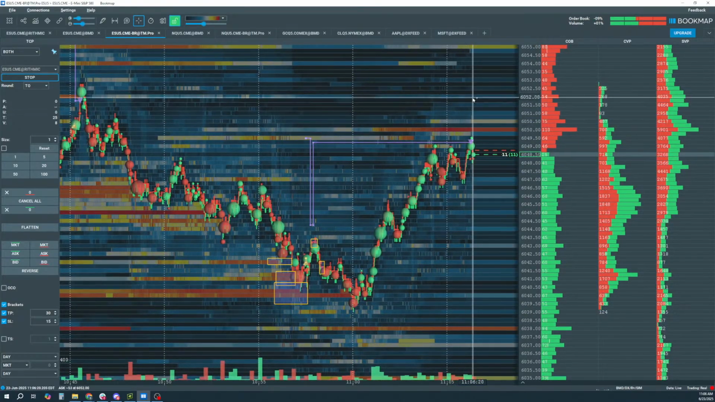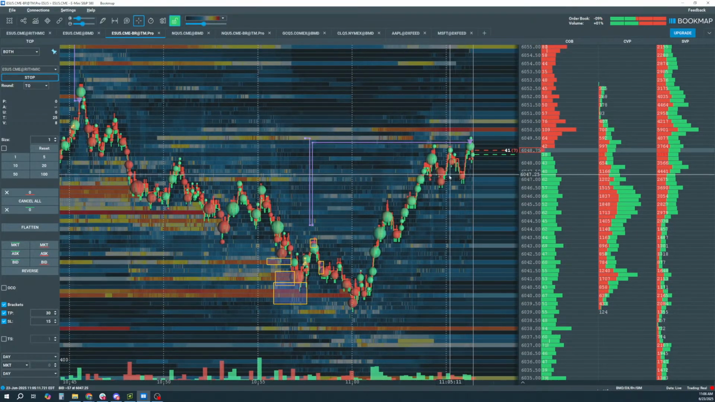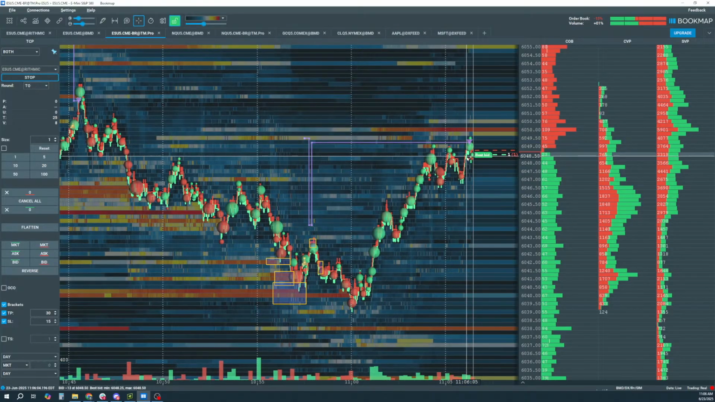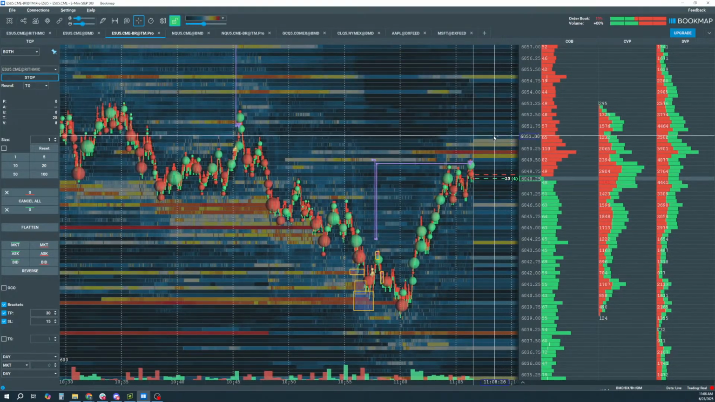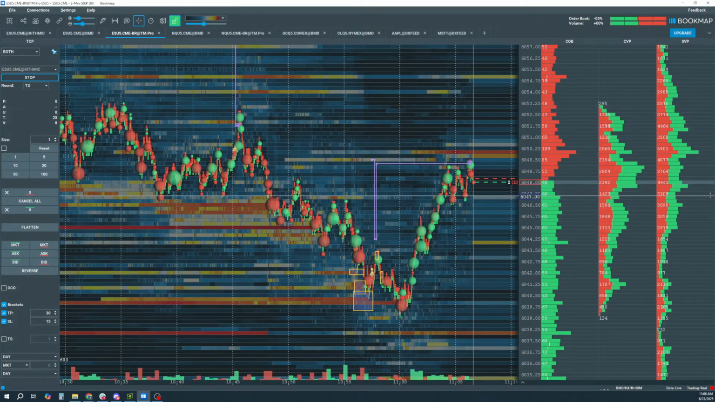Guys, this is not a trading room, okay? This is just a demo of this idea. Now that we're out, we can kind of go back and review this a little bit better here. And let me know if you have any questions.